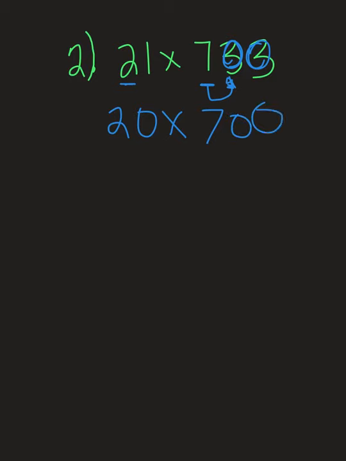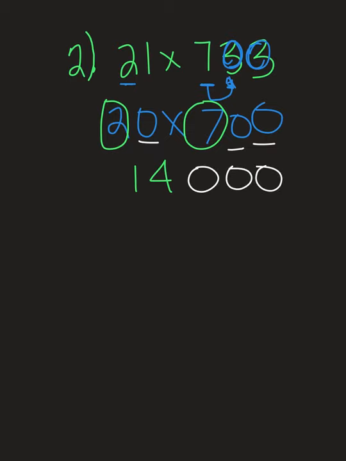And the same thing like we did in the notes section is we circle the numbers that are not zeros. So we have 7 times 2, and 7 times 2 is 14. And then we can count the zeros. We have 1, 2, 3 zeros. So we add 1, 2, 3 zeros and put our comma there. And our answer is about 14,000.